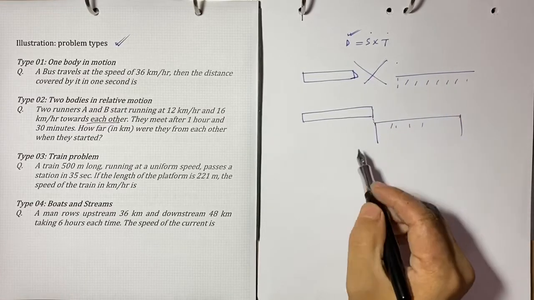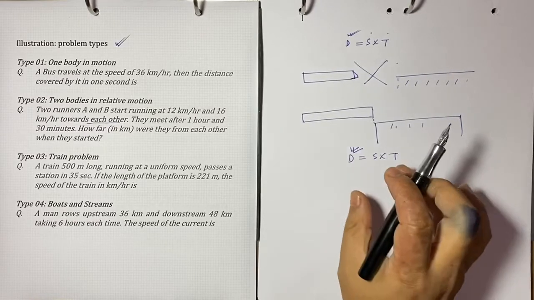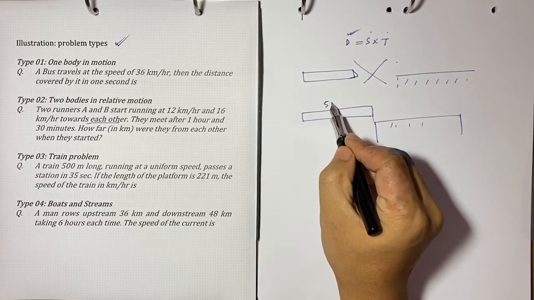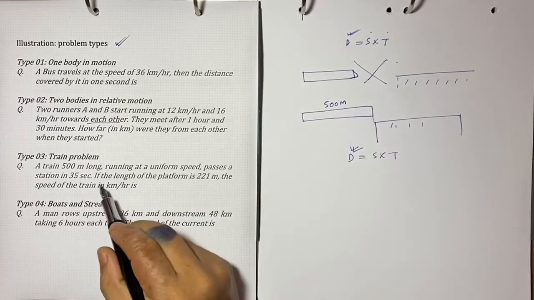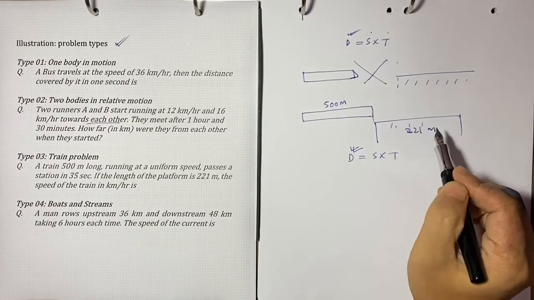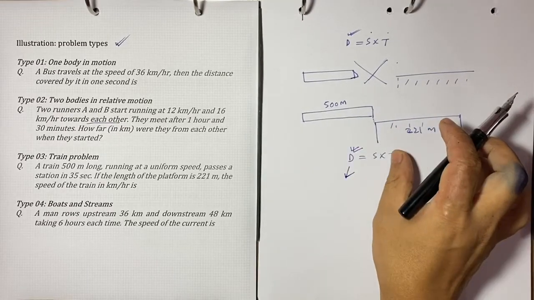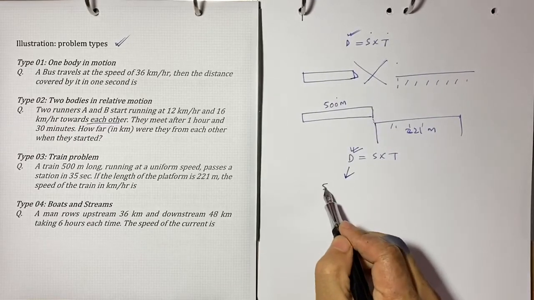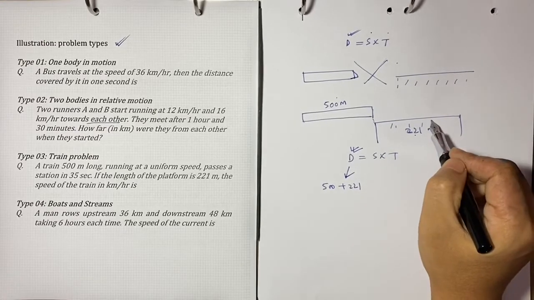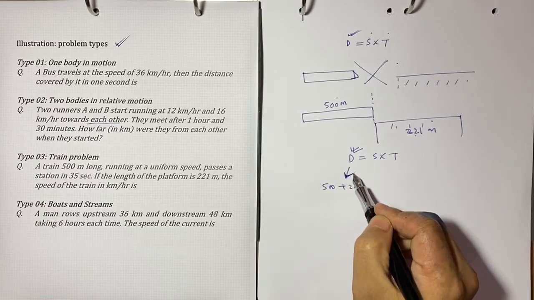So in this case we use the formula: distance equals speed into time. The train is 500 meters and the platform is 221 meters. So in this case distance means the length of the train plus the length of the object. Length of the train is 500 plus length of the object is 221. The object can be a platform or an electric post.